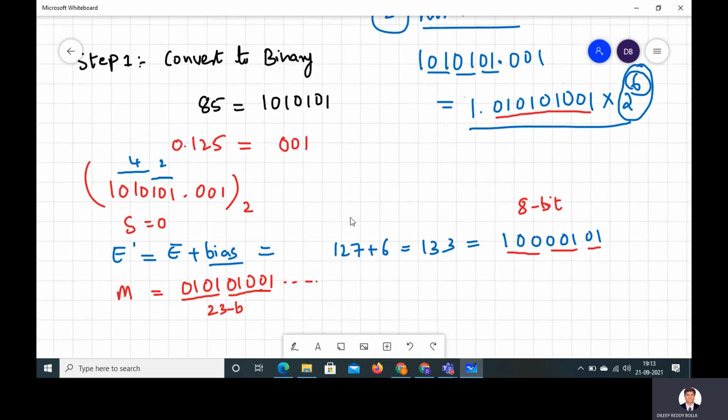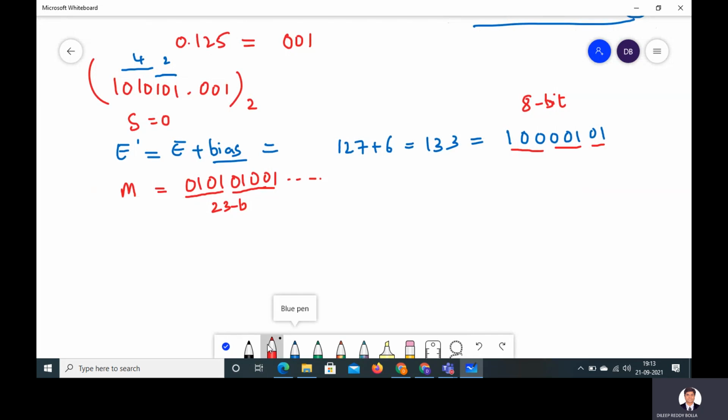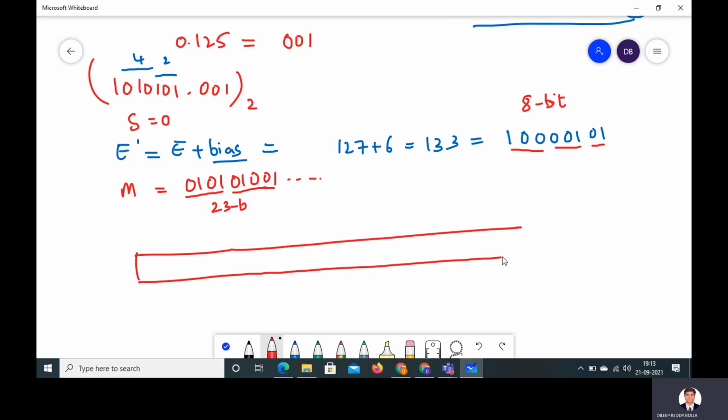So to conclude, if you want to represent this in IEEE 754 format, it will be in the format we wrote, right? The first one is the sign. So the sign bit is 0. This is the sign bit, and the exponent part E dash will be 10000101. We wrote it. And further 23 bits will be there for the mantissa.